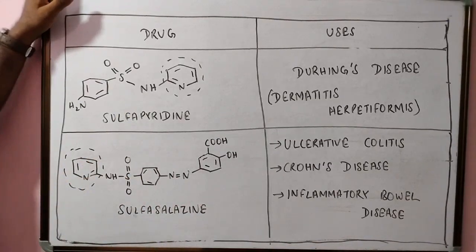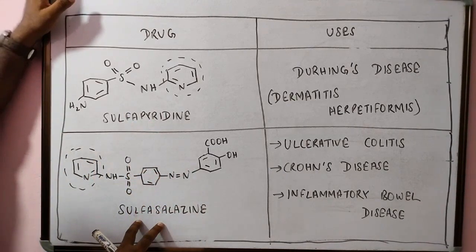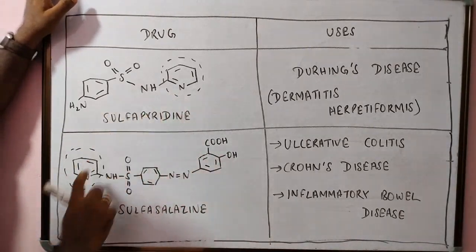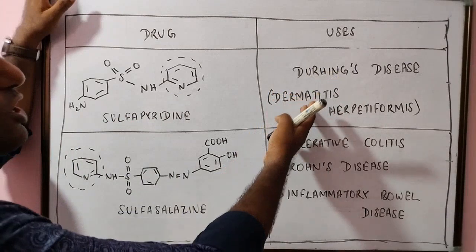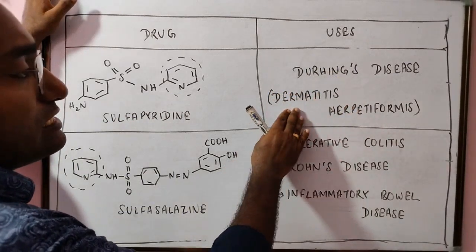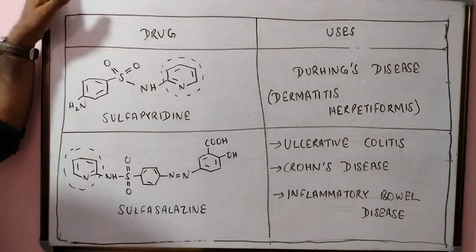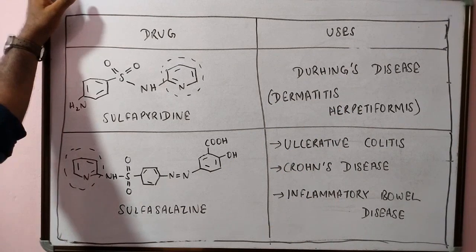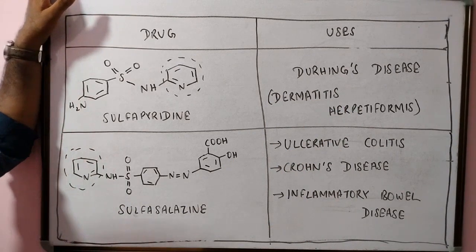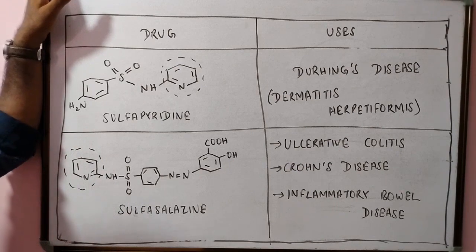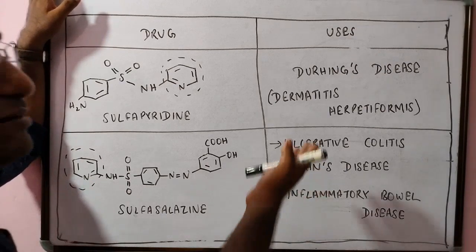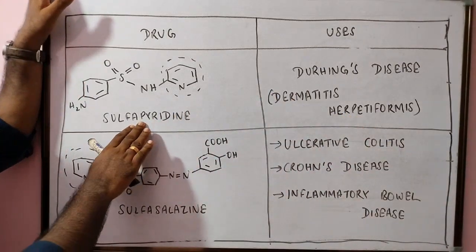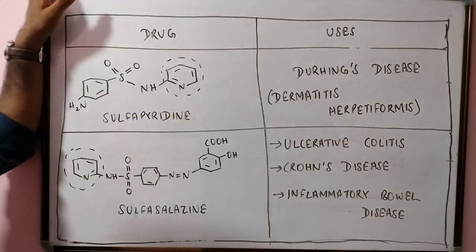Sulfapyridine and sulfasalazine. Both sulfapyridine and sulfasalazine contain the pyridine ring, which has been demarcated in the drug molecule. Sulfapyridine is used for Duhring's disease or dermatitis herpetiformis. This is a condition that is developed in individuals who have gluten sensitivity. When such individuals consume gluten containing food, which is a common protein found in wheat, barley and rye, they develop red, patchy and itchy skin. This condition is called dermatitis herpetiformis, and sulfapyridine is used in the management of such condition.